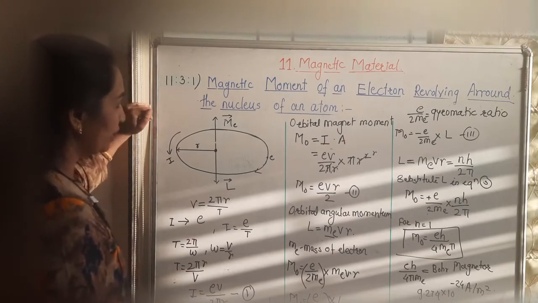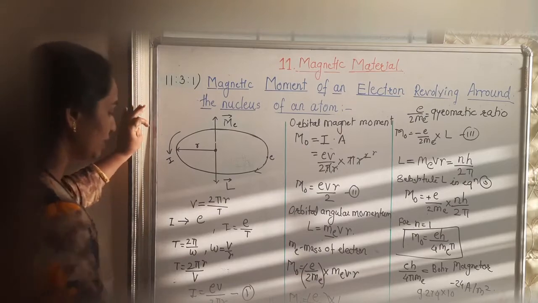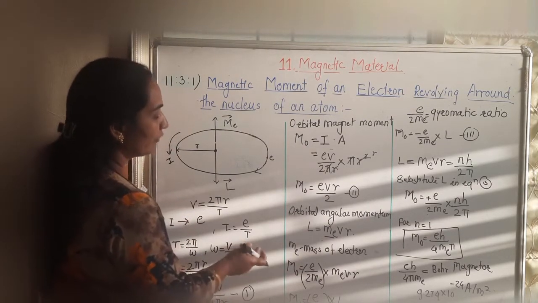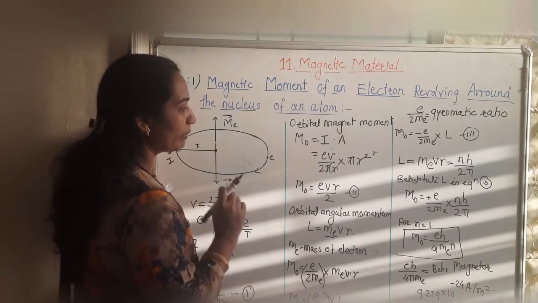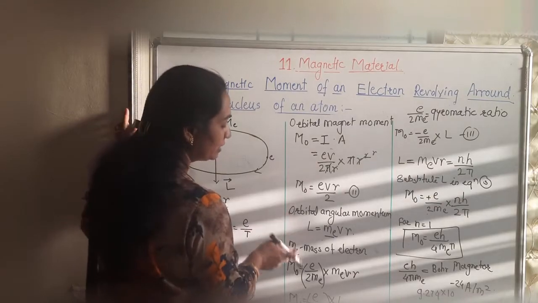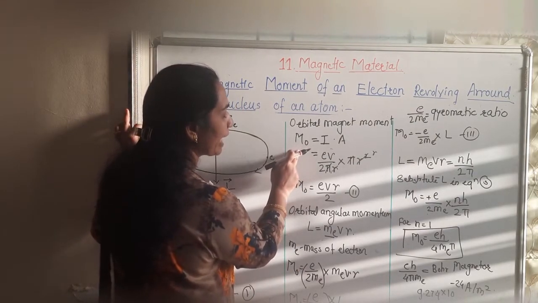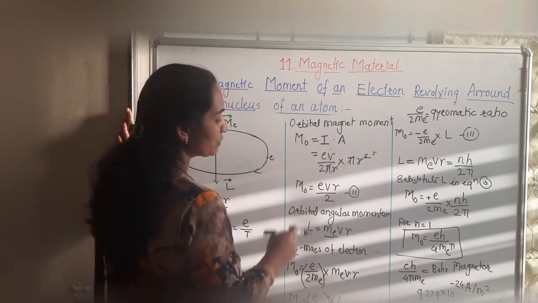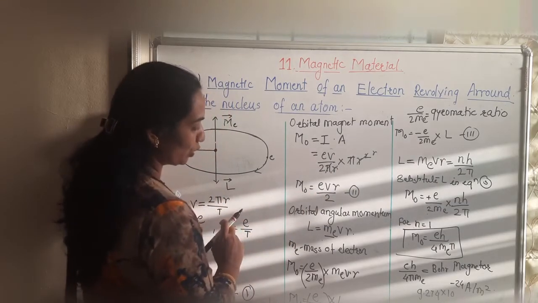For this we first calculate the current. The current is equal to ev upon 2 pi r. When the electrons move in a circular orbit, there is an orbital magnetic moment and angular momentum. First we calculate the magnetic moment: M0 is I into A, and substituting values, M0 is evr upon 2.